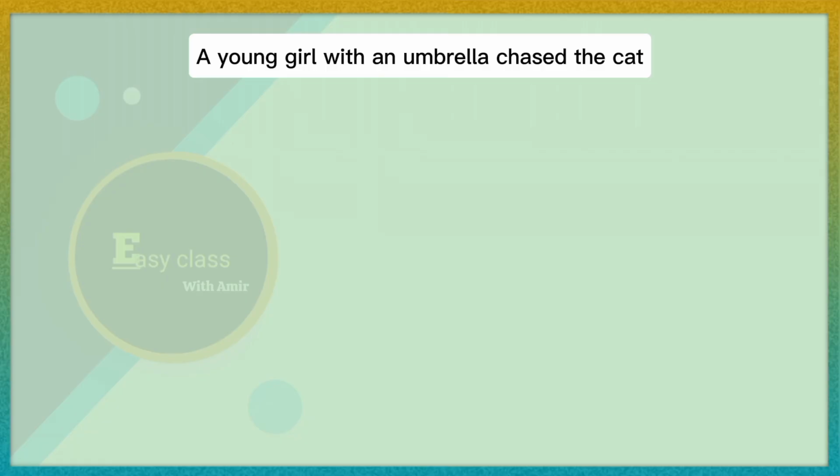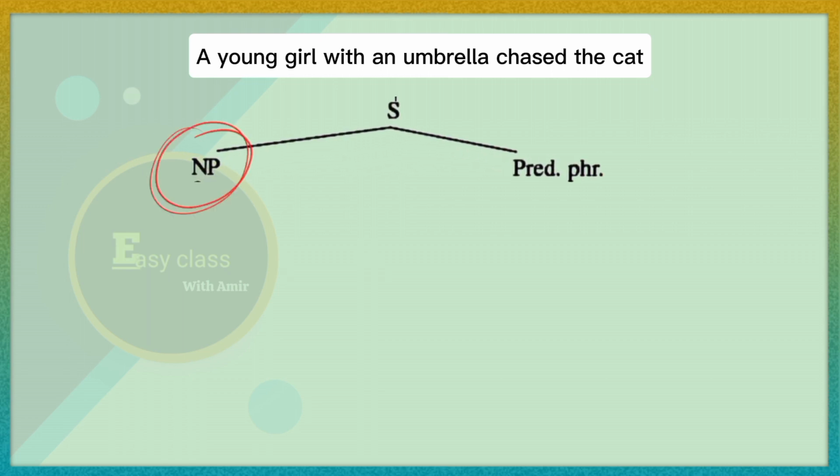Now, we shall do IC analysis of the sentence: A young girl with an umbrella chased the cat. Firstly, we cut the sentence into two higher level phrases, one noun phrase, NP, and one verbal or predicate phrase, VP. A noun phrase is a phrase which functions as a noun and may contain a noun alone, or a determiner or article, or an adjective with a noun. So the first, a young girl with an umbrella, is the noun phrase NP. And the phrase, chased the cat, is a verb phrase, functioning as the verb.